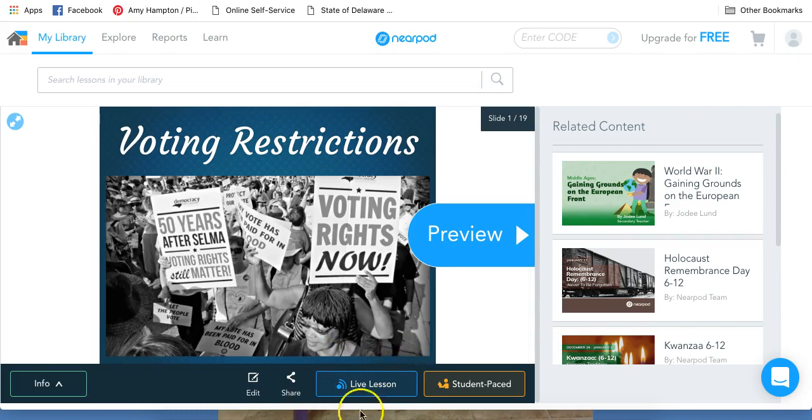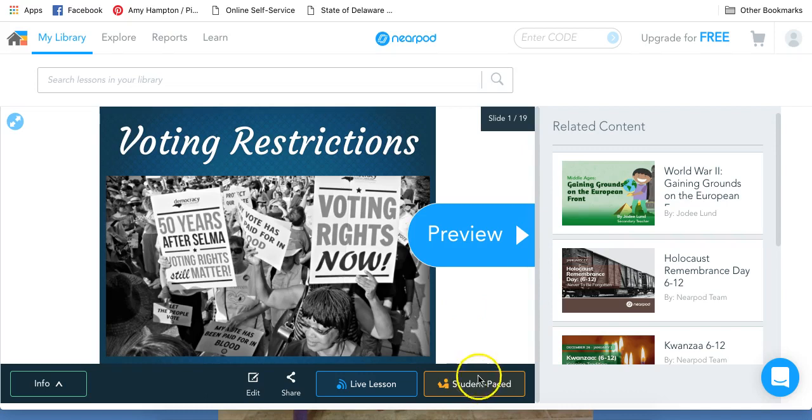What I did like about Nearpod, it allows you to present your lesson in two different ways. So we have a live lesson, which is what I would use in a typical classroom on a typical day. It generates a code, and the students would go to the Nearpod website and input the code to access the lesson. And it also gives the teacher some real-time data when they are collaborating or working in the different types of activities that can be embedded throughout.